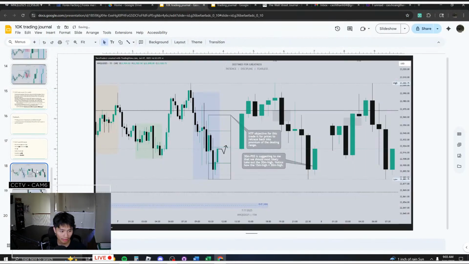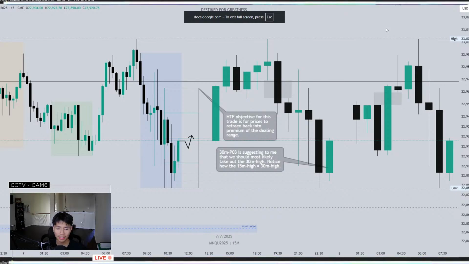Alright, so coming into the setup that I took this week, the idea here was that we should retrace back into the premium of this swing high and swing low, within the 50% of this dealing range. We should see a retracement because price hasn't gotten an opportunity to trade up into this premium level yet, right? And so the idea behind this is that, if you think of this as a regular market, demand and supply, buyers are always going to be wanting to buy in discount.